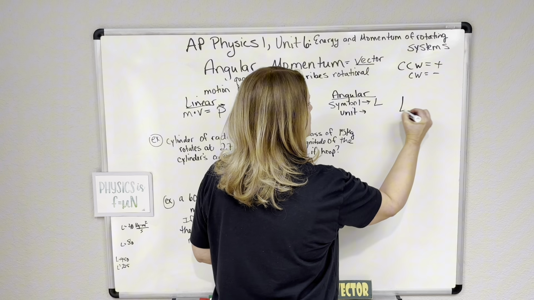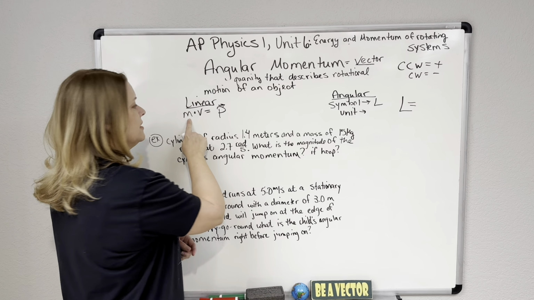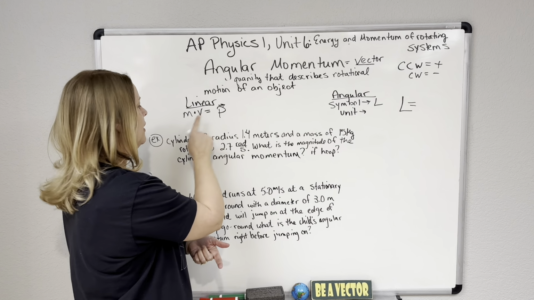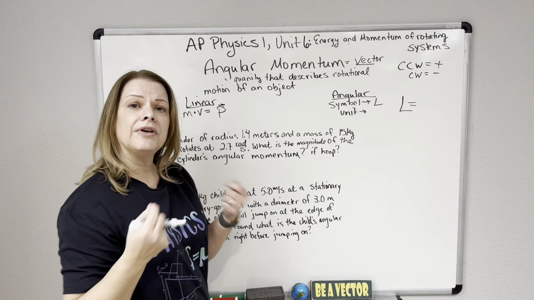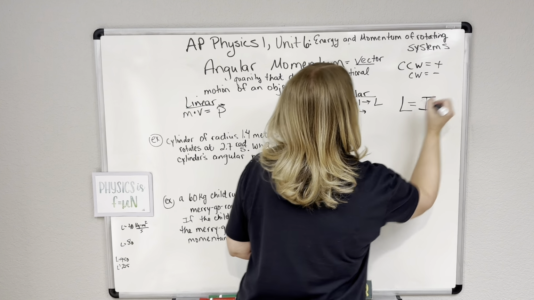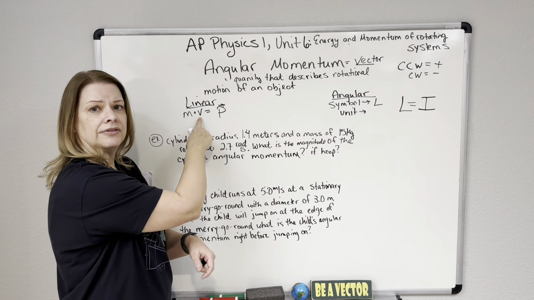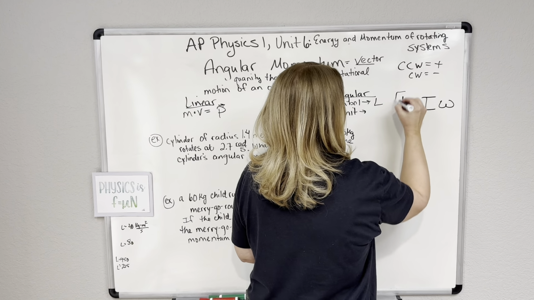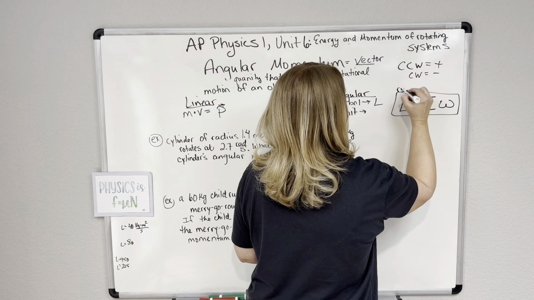The equation is going to be L equals, instead of the linear momentum P, it's an L. Instead of mass, we're going to sub in the rotational inertia, or moment of inertia, so there's going to be an I here. And instead of linear velocity, we're going to sub in angular velocity. This is your equation for angular momentum for rigid objects.